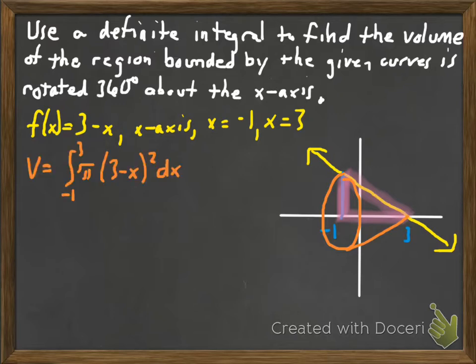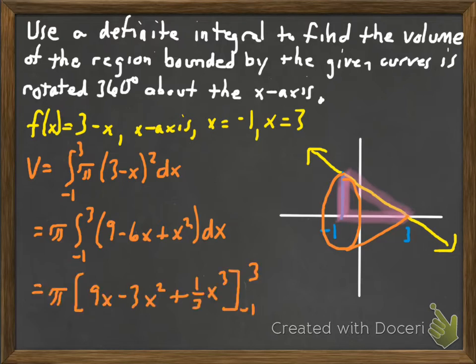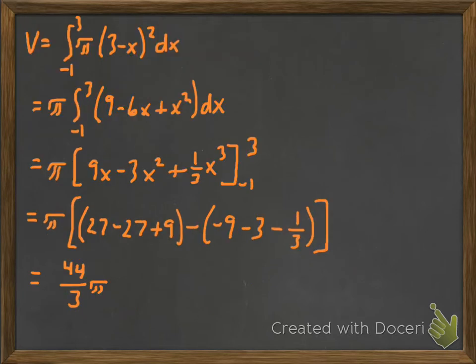Alright, there's your integral from a to b of pi times the radius squared. The radius being the function 3 minus x in this case. And then what we're going to need to do is pull that pi out front and square that binomial. That'll give you this. Alright, then do your integration. And then go ahead and simplify. And there's what you end up with. Good work if you got it right.